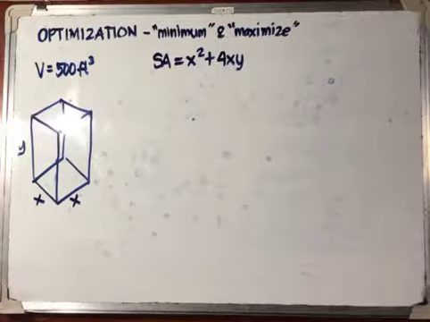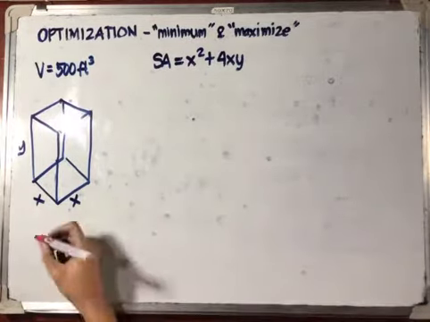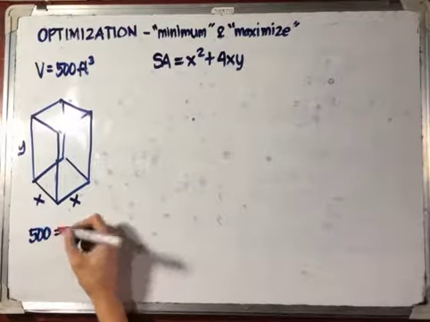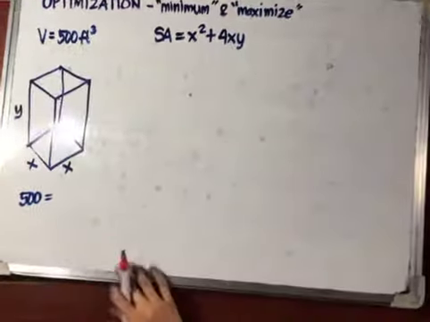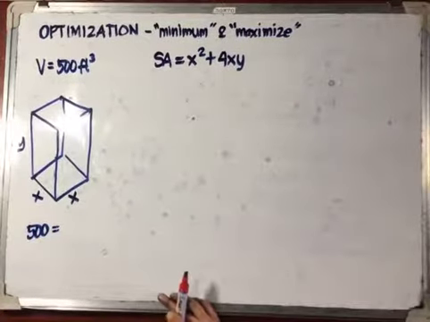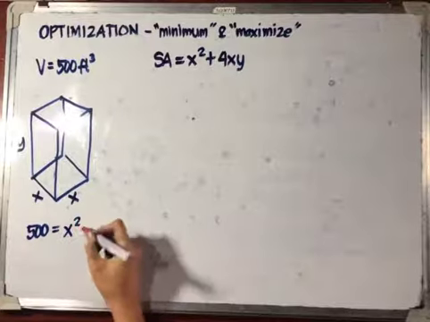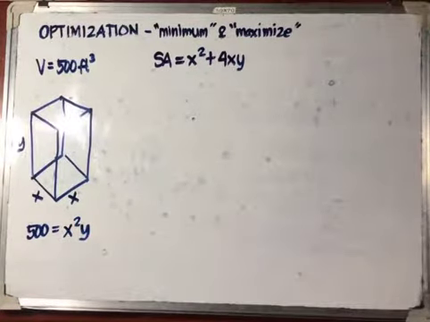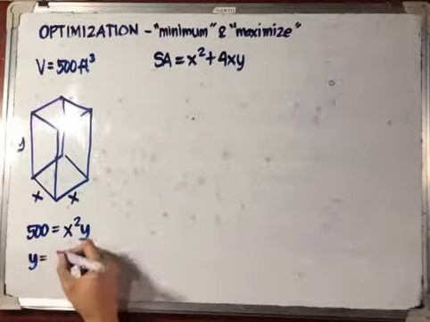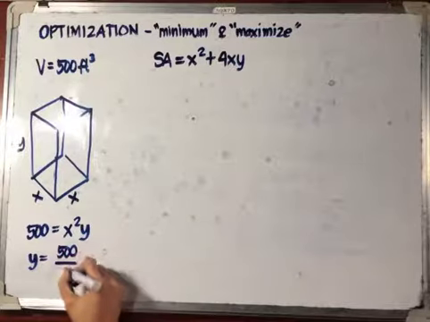Alright? Then next is step 2. We need to identify another equation that will relate the other two variables. And that is using our volume. Tama? Kasi sa volume dito, from that volume there, we have 500. Volume is area of the base times height. Okay, I'm sorry. Area of our base here is x squared. Height is y. So that expresses our volume, x squared times y. And so we can express y as 500 over x squared.